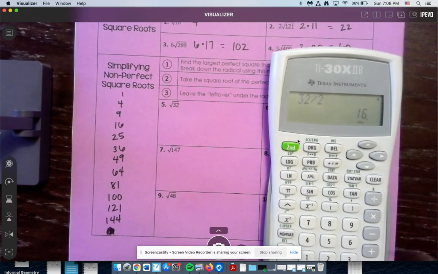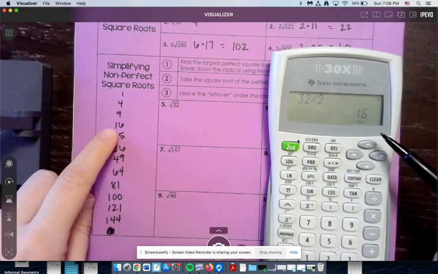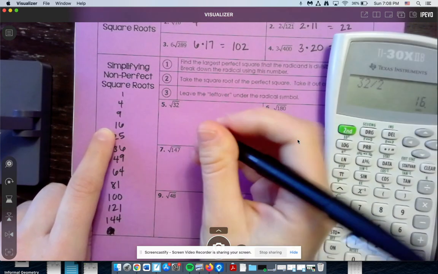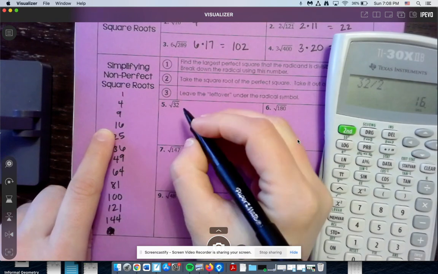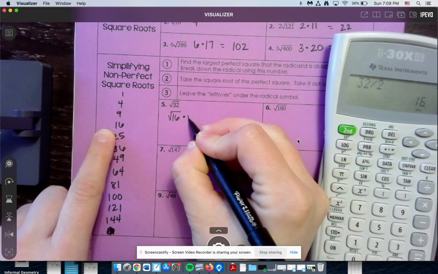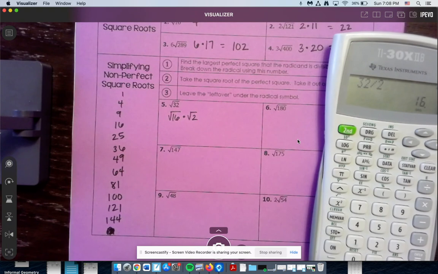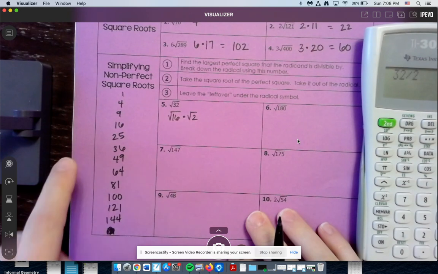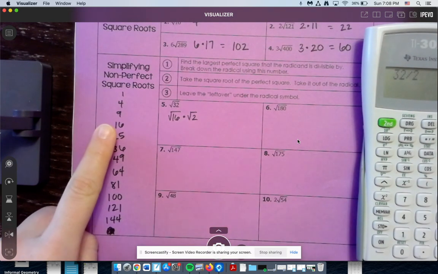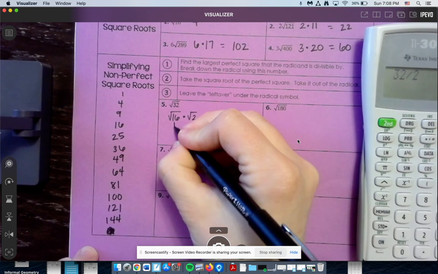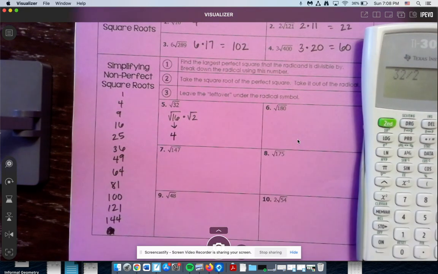And we got lucky this time. It's 16. So look, you guys see how 16 is already a perfect square? That's huge. That's great. So we're just going to rewrite 32 in a different way. I'm going to rewrite it as the square root of 16 times the square root of 2. Okay, so we rewrote it. Now just take the square root of the perfect square. Well, 16 is our perfect square. So now what is the square root of 16? It's 4.